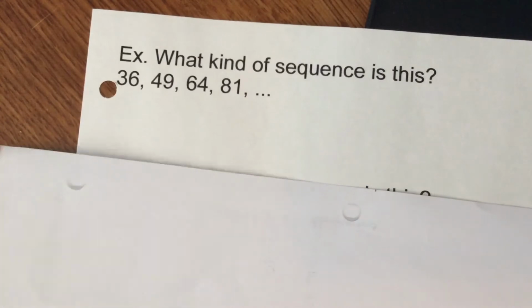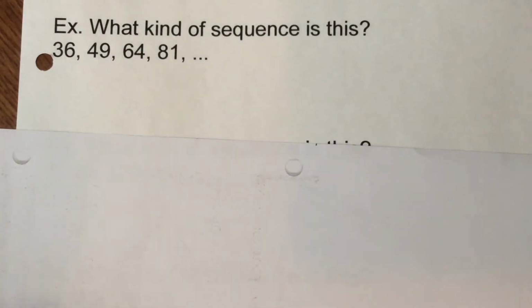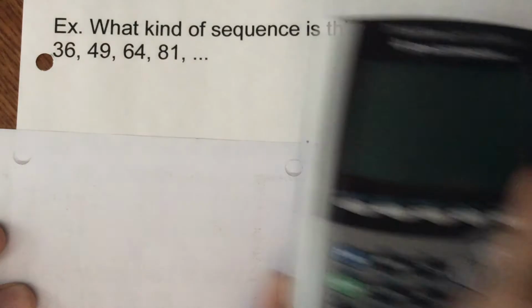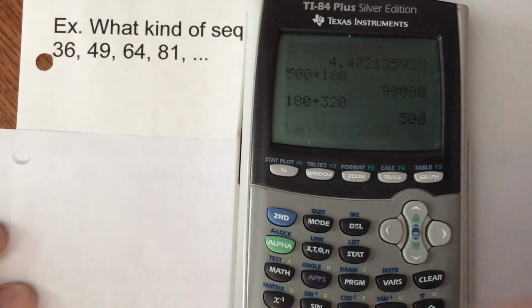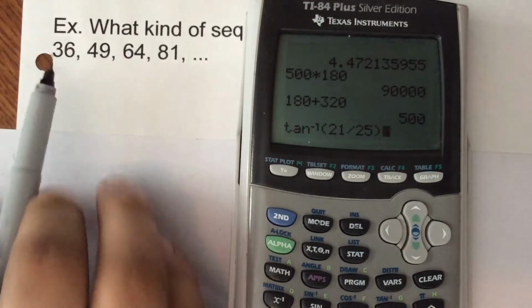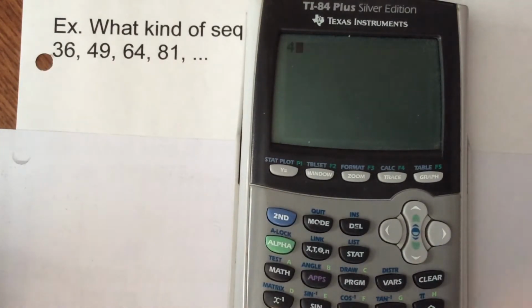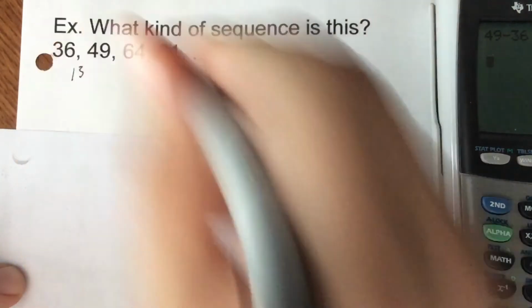So, what kind of sequence is this? Well, we're going 36 to 49 to 64 to 81. So, let's see. Difference between 36 and 49. If you take your calculator, and we go 49 minus 36. So, just take the second one minus the first one. So 49 minus 36, we have 13. So there's a difference of 13 here.